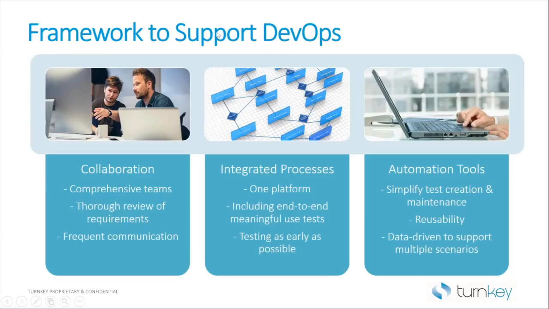So in terms of having a framework, it's not a software framework, but really it's a process framework to support DevOps with integrated QA. You're looking at three major pillars, if you will. Collaboration is absolutely critical. As we just said, if you're going to integrate those processes and those various unique skills and expertise, it requires a comprehensive team that supports all of those capabilities. There has to be a thorough review of requirements and obviously not just frequent, but really ongoing communication. So collaboration is key to make this work.